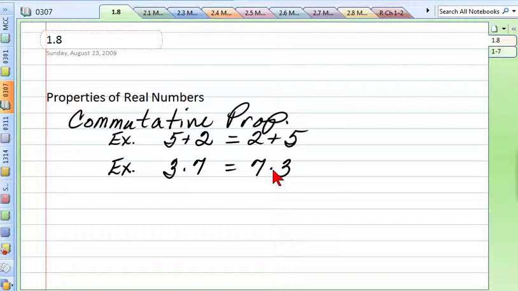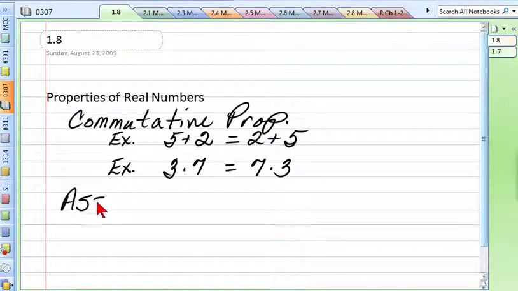Now, is the commutative property valid for subtraction? No. Is 5 minus 1 the same as 1 minus 5? No. Just ask your bank account. It makes a big difference. Is it valid for division? No. Only for multiplication or addition. That's the commutative property. Commute is to move. The next property I want to talk about is the associative property.